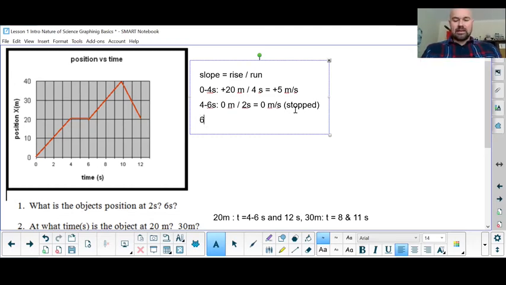So we got 6 to 10 seconds is the next section of time. So from 6 to 10, we started at 20 here, and we went up to 40 there. So that's another plus 20. And from 6 to 10 seconds, that's 4 seconds of time. So this is the exact same slope. It's a positive 5 meters per second. So this line matches this line in terms of its slope.